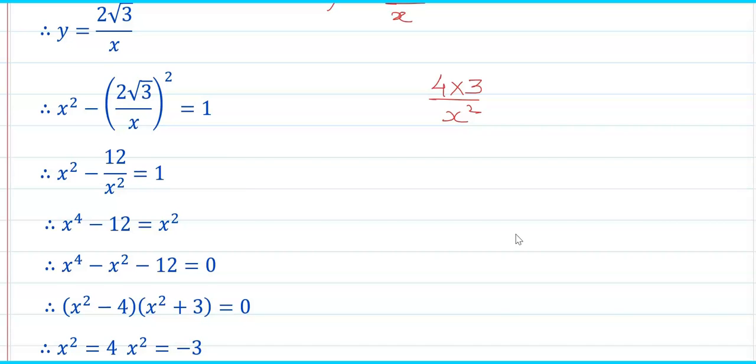1. Again multiply on both sides by x square. We will multiply this by x square. x square into x square, you will get x raised to 4. Further, if we also multiply this by x square, then here x square into 12 upon x square, this x square will cancel, and on the right hand side 1 into x square, you will get x square. Therefore the equation is x raised to 4 minus 12 is equals to x square.